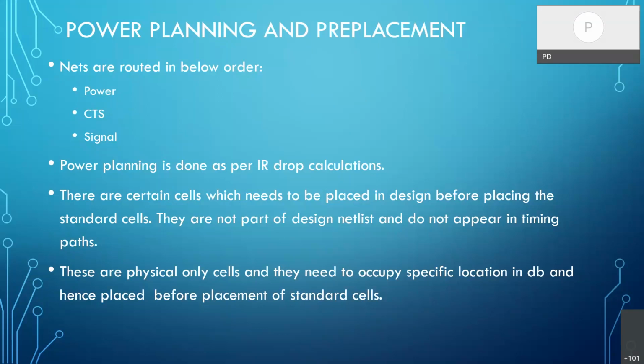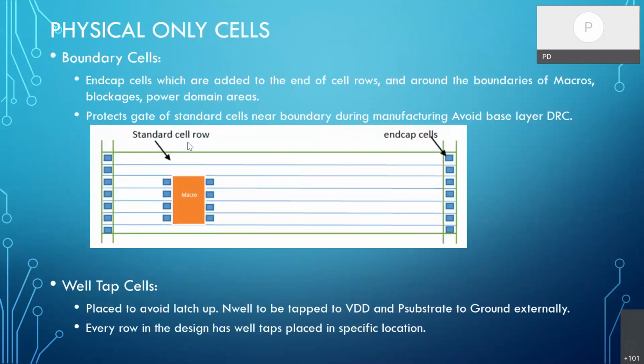So then what is pre-placement? Before we place the actual standard cells, there are certain cells which need to occupy positions in the floor plan. Those cells will not be written out in the netlist, or will not even be part of a timing path. Timing calculation also won't be done for those cells. Those cells are called physical only cells, and they should be placed well before the placement of standard cells.